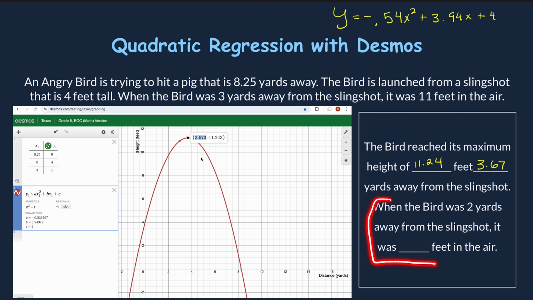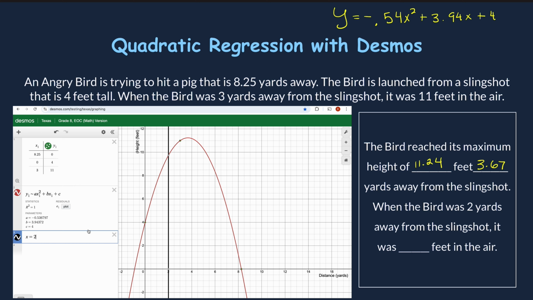My second question is: when the bird was 2 yards away from the slingshot, how many feet in the air was it? Distance is my x, so I'm going to say x equals 2. When I type in x equals 2, I get this black line, and I can see it intersects with my graph right here. So when my bird is 2 yards away, the height is 9.74.